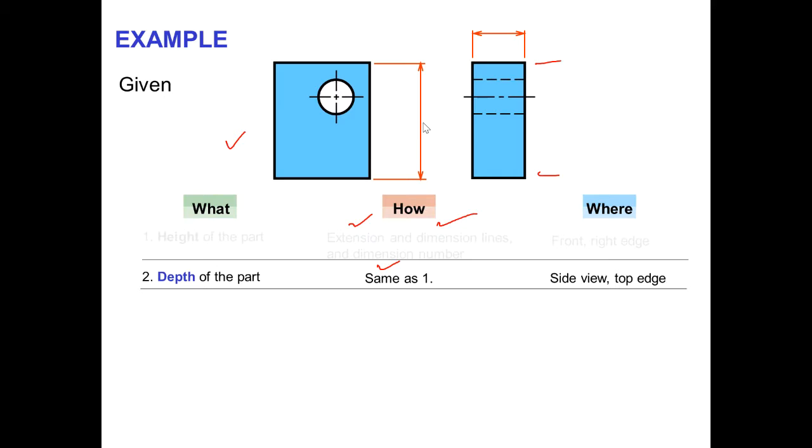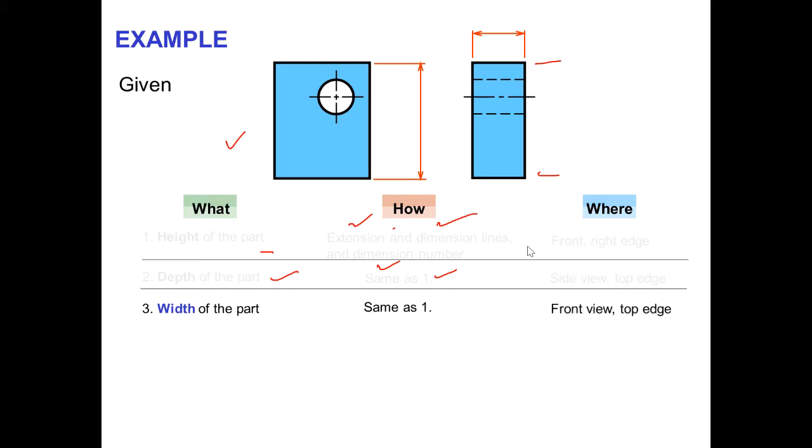द सेकंड थिंग दैट यू नीड टू डायमेंशन इज बेसिकली द डेप्थ ऑफ द पार्ट. अब आपने डेप्थ ऑफ द पार्ट है, अब आपको क्या क्या चीज़ें चाहिए, सेम एज वन. आपको एक्सटेंशन लाइन चाहिए, डायमेंशन लाइन चाहिए और डायमेंशन नंबर चाहिए. और अब आप कहाँ करोगे, साइड व्यू में करोगे, टॉप एज पे. Then goes with the width of the part. Width of the part तो आपको जो चीज़ें चाहिए that is same as one. और आप जो इसकी डायमेंशनिंग करोगे दैट विल बी ऑन द फ्रंट व्यू टॉप एज.